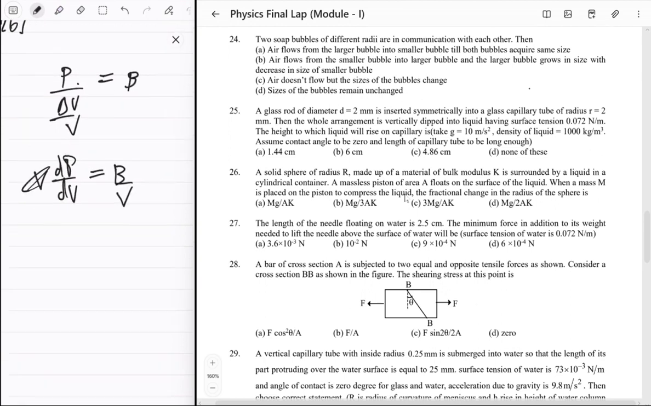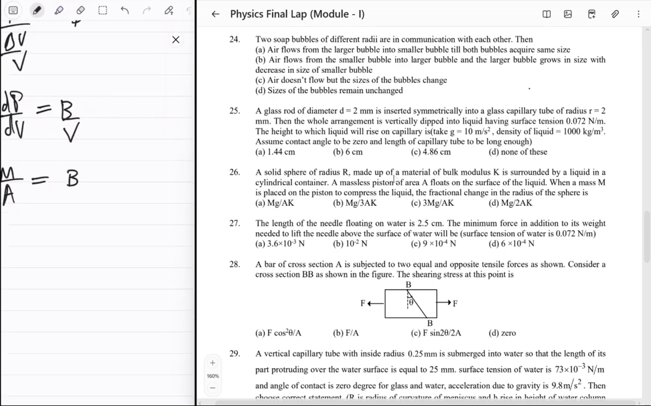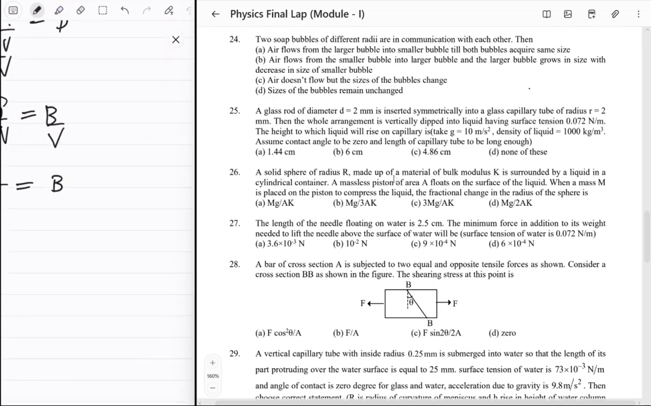Okay. So what is happening exactly here? A solid sphere of radius r, made of bulk modulus k. The fractional change in the radius of the sphere is asked. So once you have the volume, you can figure out what dP is. delta P is like mass upon the area, and that's equal to K times delta V upon V in this case. So that's what you need to find.